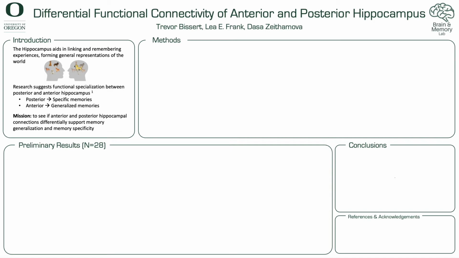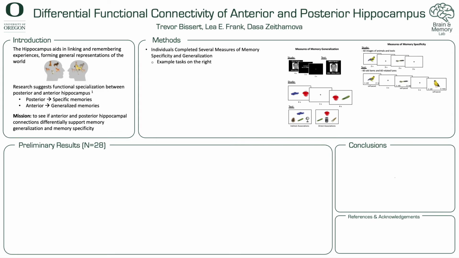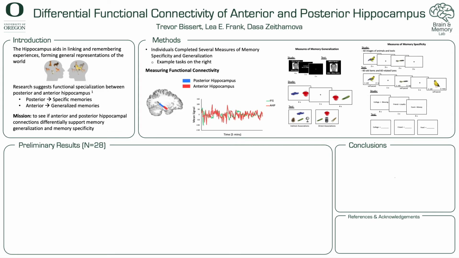So our mission of this project was to see if anterior and posterior hippocampal connections differentially support memory specificity and memory generalization by doing a whole brain connectivity analysis alongside behavioral tasks. So for this study, individuals completed several measures of memory specificity and generalization inside and outside of an MRI scanner, and we gathered the scores on these individual tasks as well as taking measurements of brain activity level.